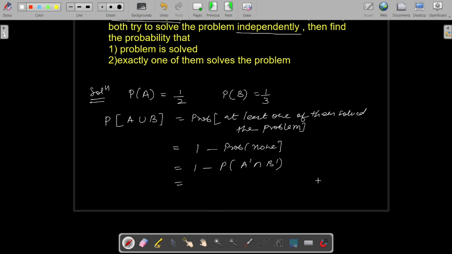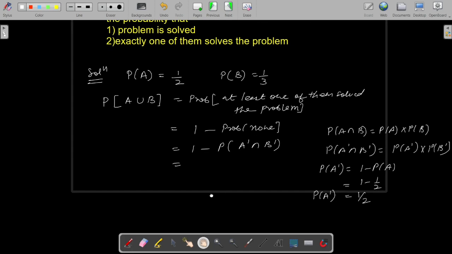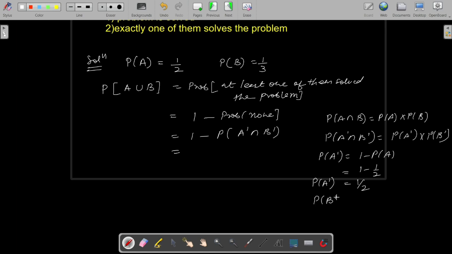So for the independent events, probability of A intersection B is probability of A multiply probability of B, and also probability of A complement intersection B complement is probability of A complement multiply probability of B complement. Right? So what is the probability of A complement? That is 1 minus probability of A. What is the probability of A? 1/2. So I can write here 1 minus 1/2, which is 1/2. So probability of A complement is 1/2. Similarly, we can find probability of B complement, 1 minus probability of B, 1 minus 1/3, which is 2 by 3.